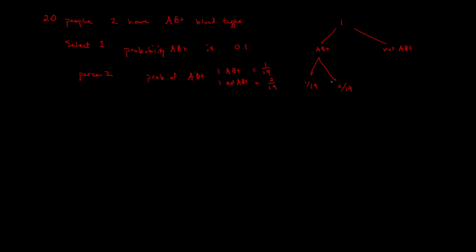Pardon me, if they are AB positive, then I've got a 1/19 chance of going that way, and an 18/19 chance of going this way. And over here I had a 0.1 or 1/10 and a 0.9 going that way. If they're not AB positive, then that means over here I've got a 2/19, and the other way I've got a 17/19.